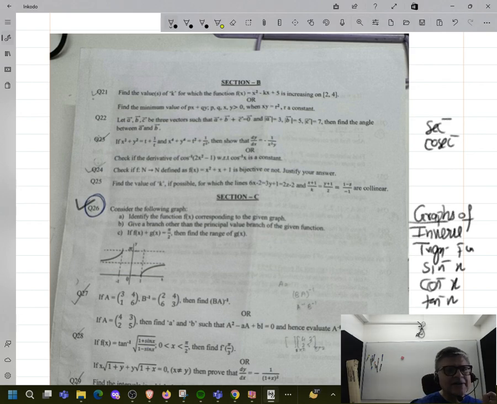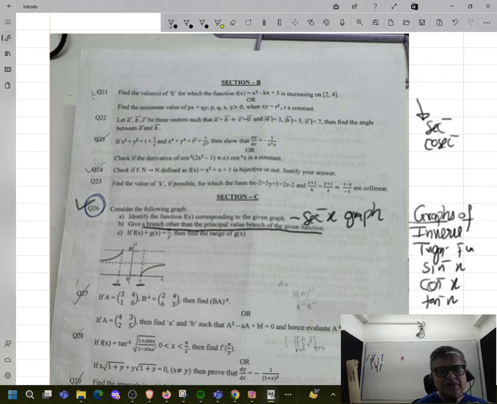So once I have a look at this question and I know inverse trigonometry, because it says 1 minus 1, if I have memorized the secant inverse graph, my answer is a secant inverse x graph. That simple. Then give a branch other than the principal value of the given function. This is a standard question in NCERT. How to find a branch other than the main principal branch, we will talk about it.